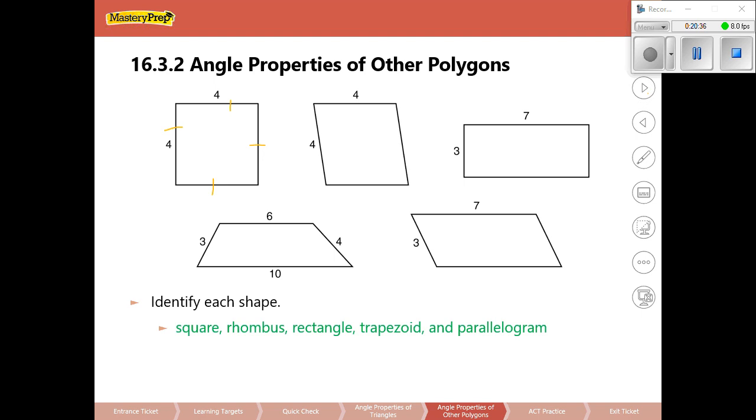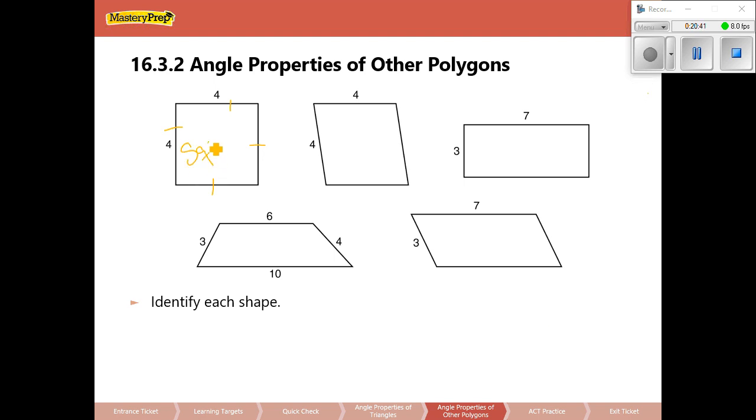identify each shape. So this here would be a square. Because again, on the ACT, if it looks like it's a right angle, then it is a right angle. They're not going to be jerks like that there. They're just going to say that it is a square because these here tell us that we do have 4 congruent sides, and they look like right angles, so they are right angles.